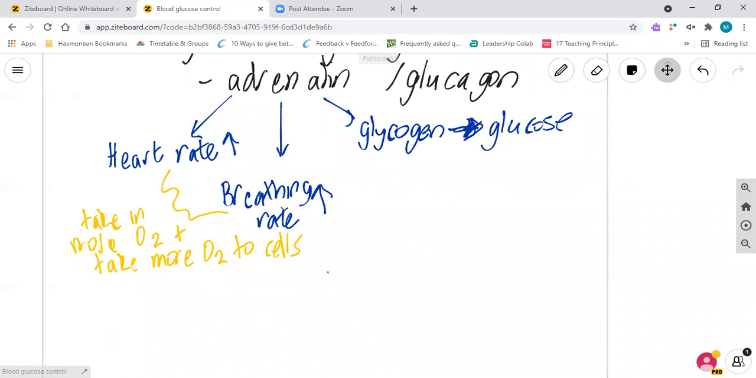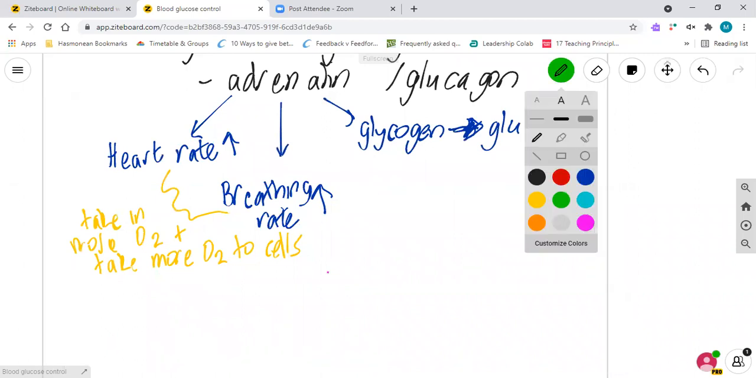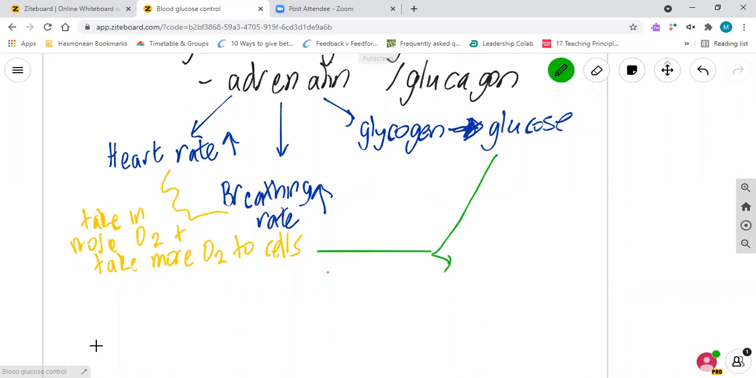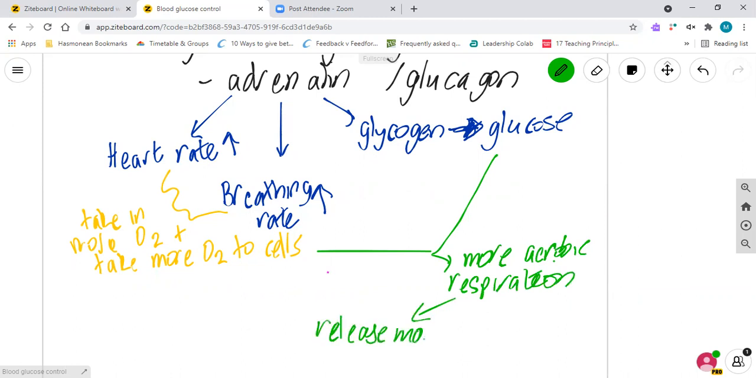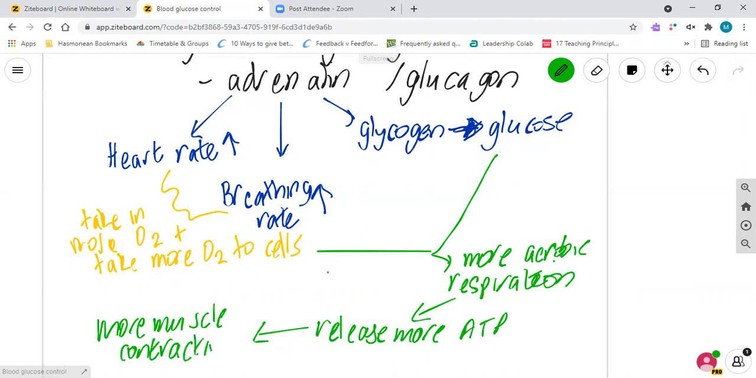Now, why does it cause more glycogen to be converted into glucose? Because if you have more glucose and you have more oxygen, which we have now, we can do more aerobic respiration, which means we can release more ATP, which means we can have more muscle contraction. Note the terminology more all the way, because obviously we're always doing aerobic respiration, we're always releasing ATP, but it's the fact that adrenaline will cause more of those processes, leading ultimately to more muscle contraction.